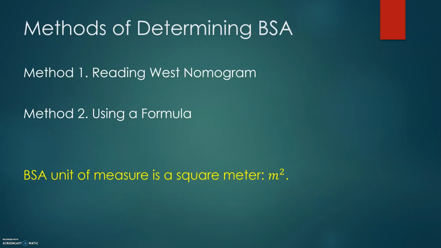Methods of determining BSA. Method 1, reading the West Nomogram, and Method 2, using a formula. The BSA unit of measure, since it's an area, body surface area, is the square meter.